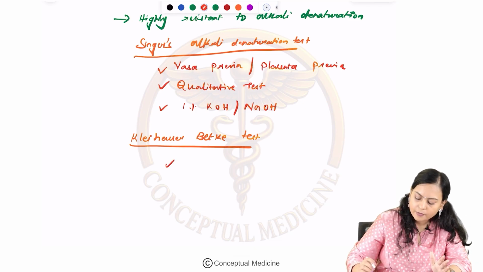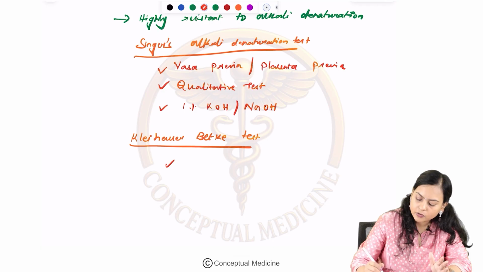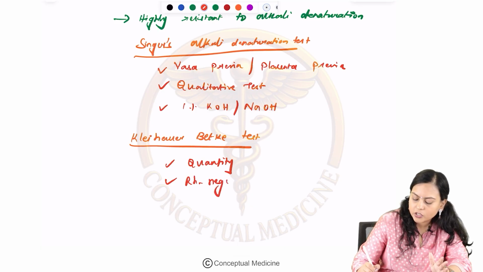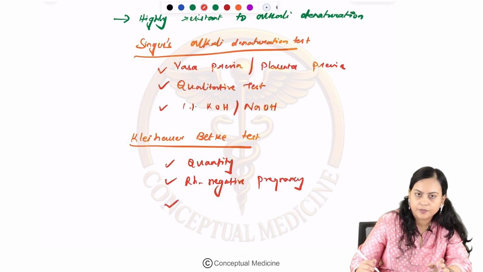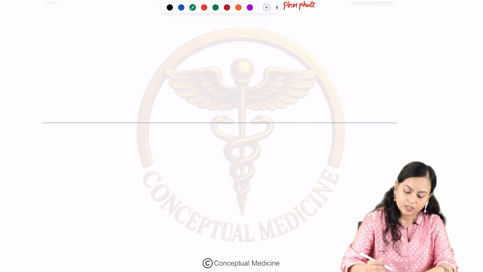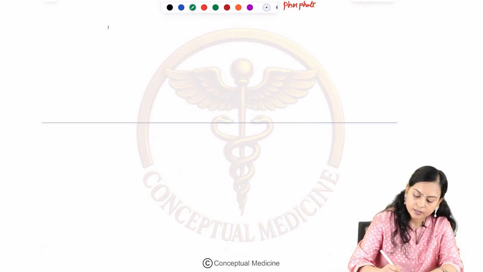And in Kleihauer-Betke test, we are going to check the quantity of the blood. Okay, ideally this test is done in Rh negative pregnancy if a bleeding is suspected. Okay, and the reagent used here is citric acid phosphate. Okay, now we are going to see about the respiratory system in fetus.